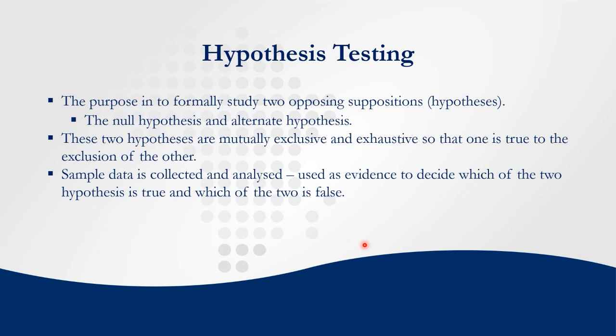So in hypothesis testing, we want to study two opposing hypotheses, which we refer to as the null and the alternate hypothesis. The two hypotheses are mutually exclusive and exhaustive, so that when one is true, it is to the exclusion of the other. So they don't overlap. We collect data, we analyze it, and we use it as evidence to decide which one of the two hypotheses is supported or which one is not supported.